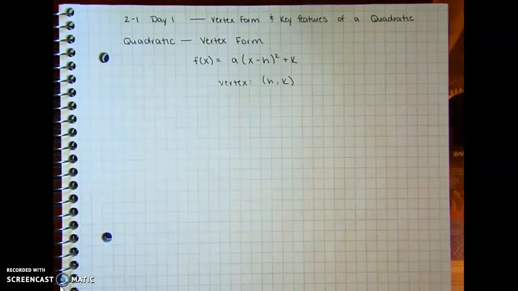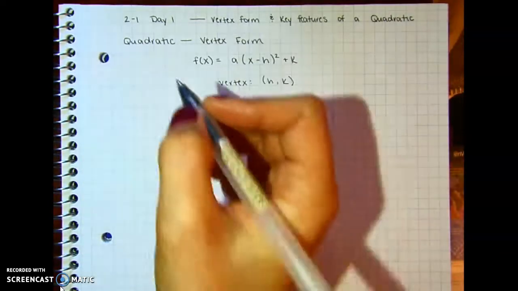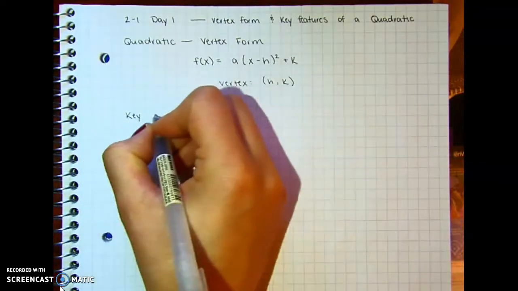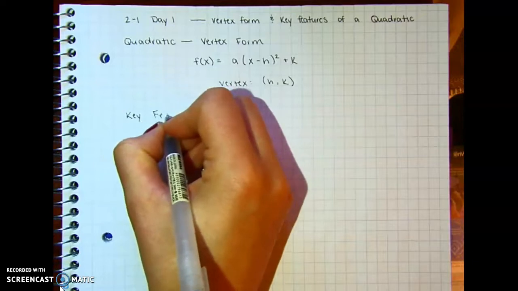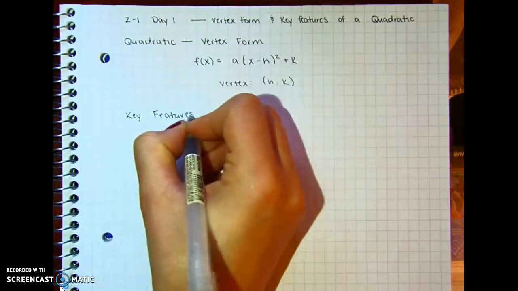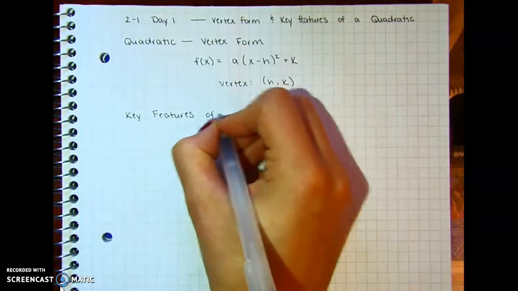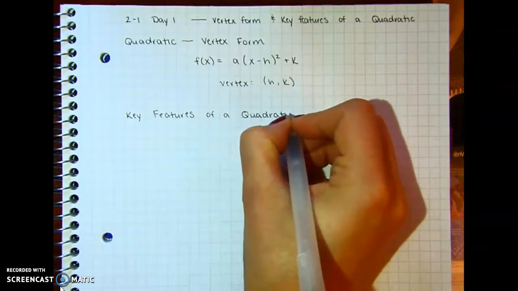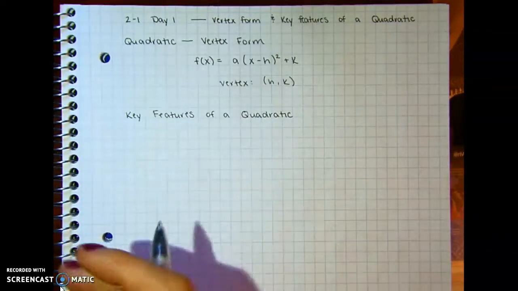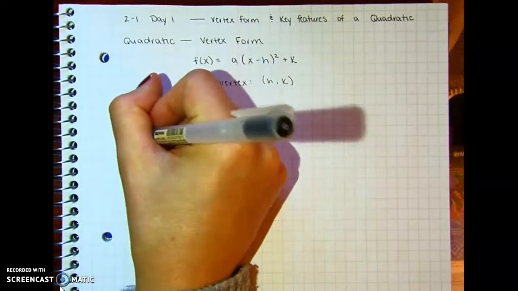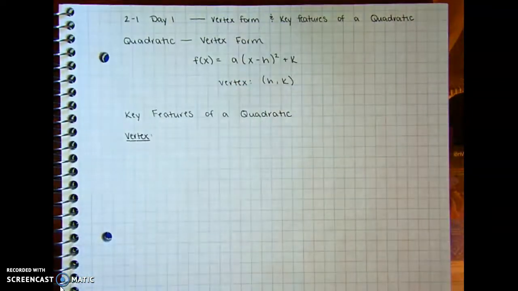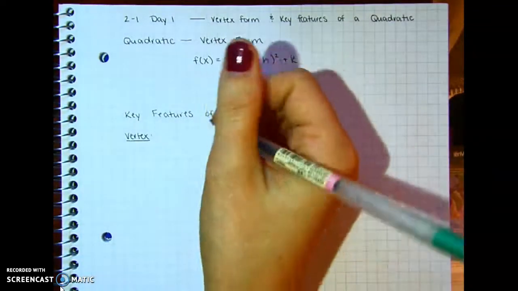So let's focus on some key features real quick. So we've got the vertex. That's one of the most important points of a quadratic, because without it, we don't really get the shape. So the vertex is the turning point of the parabola.